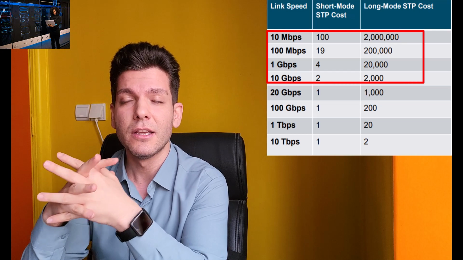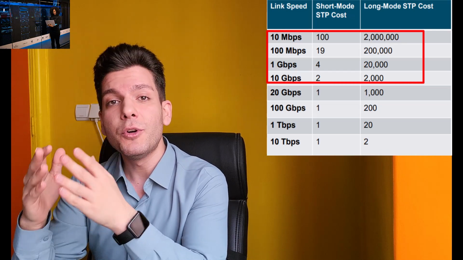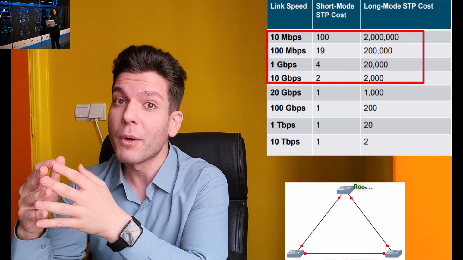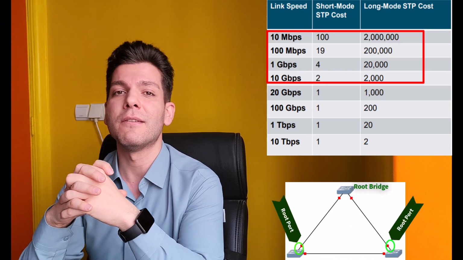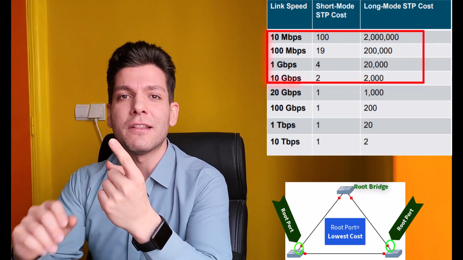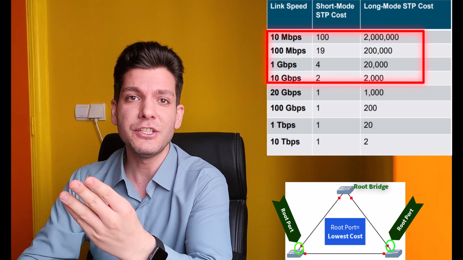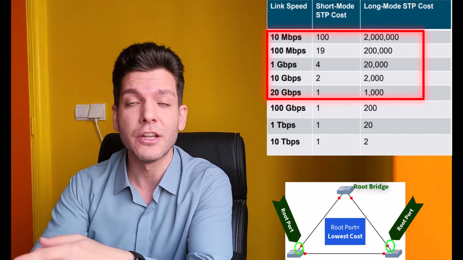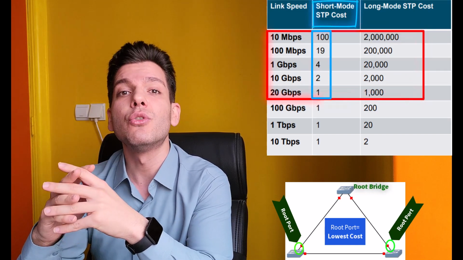If you're working in a company, the biggest bandwidth you face might be 1G, 10G, I mean 10 gigabit per second, right? So there will be no problem with choosing the root port by cost, because each bandwidth, including Ethernet, fast Ethernet, 1G, 10G, or even 20 gigabit per second, all have unique short mode costs.